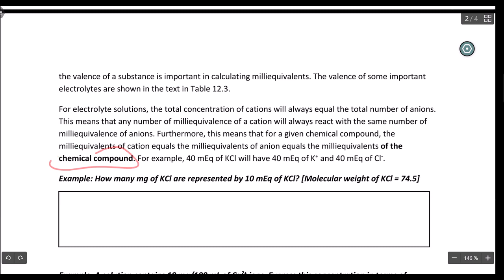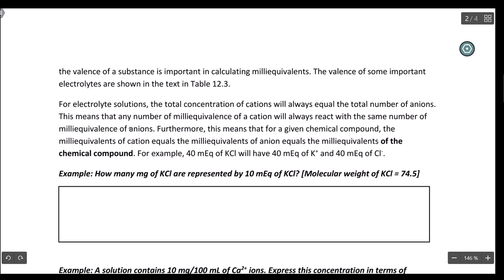What do I mean? So let's take an example. 40 MEQs of KCl will be equivalent to 40 MEQs of potassium and 40 MEQs of the chloride. So milli-equivalent, it's all the same. 40 MEQs of the compound is still the same as 40 MEQs of the potassium, and it's still 40 MEQs of the chloride.